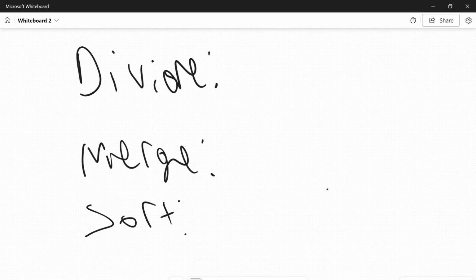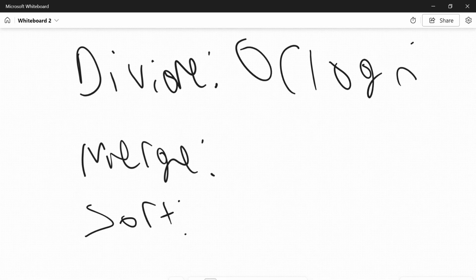So first, the divide step. In the divide step, we're breaking down the list in half recursively until we reach its smallest element. This means it's going to be O of log n. So yeah, that's the first step.